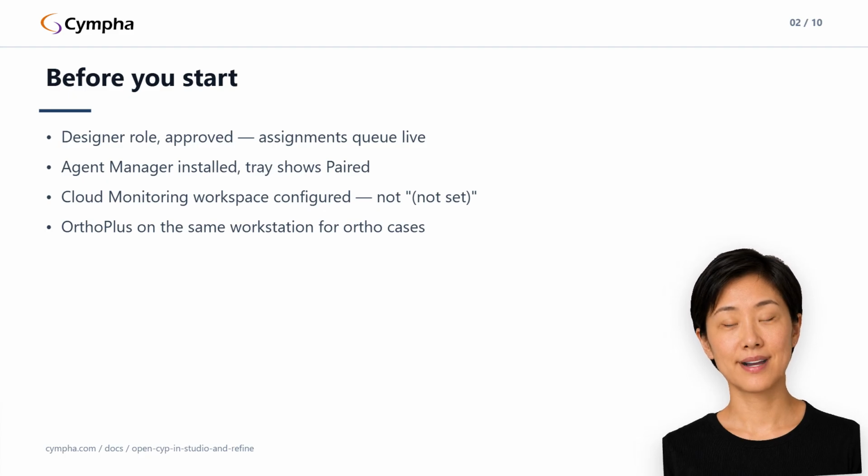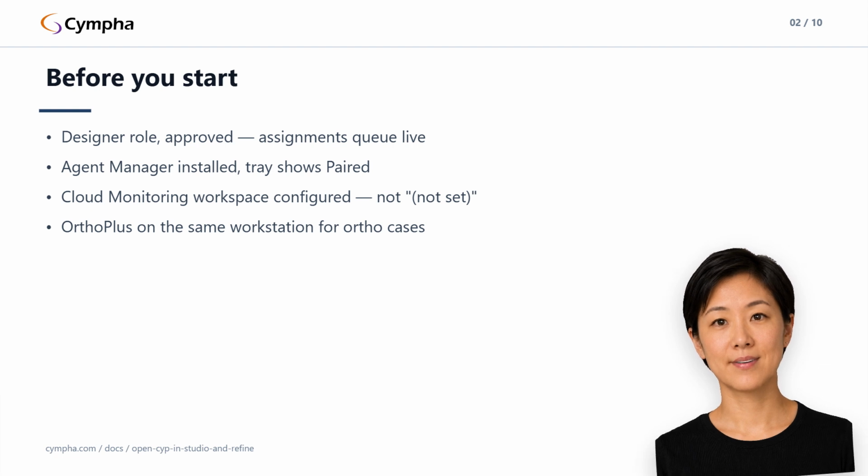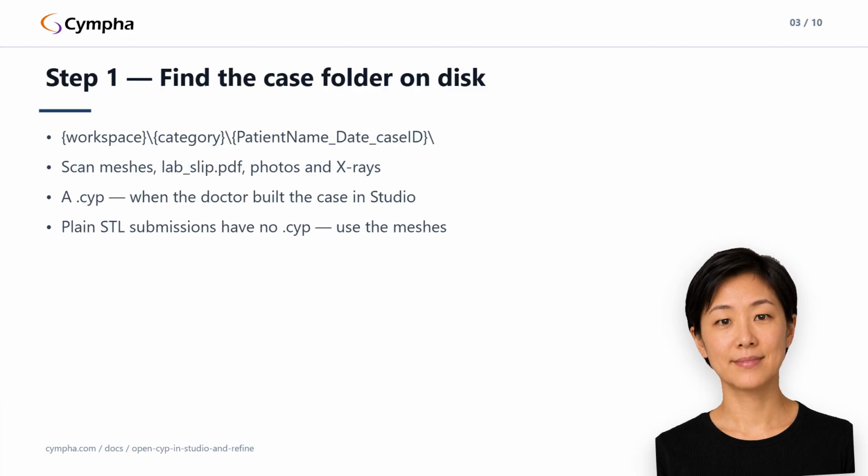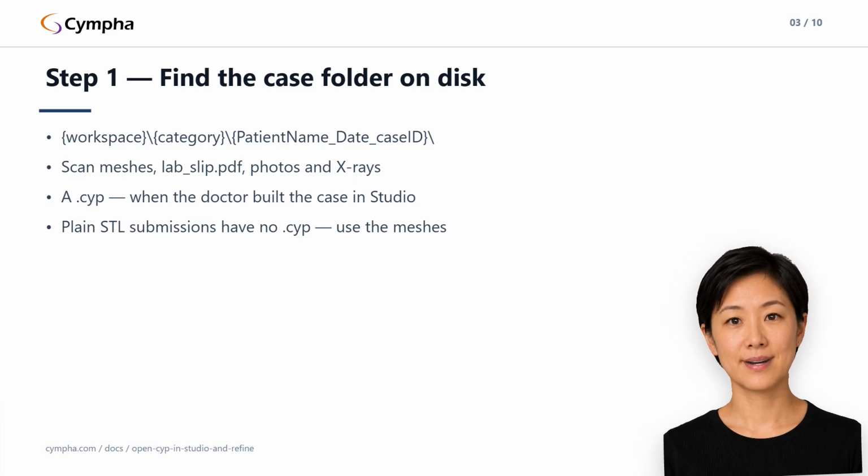Step 1. Locate the case on disk. When the agent pulls Cympha and sees a case assigned to you, it materializes it as a subfolder under your workspace. First a category folder, Ortho, AlignerBot, or Implant, then a folder named from the patient, the date, and the case number. Inside, you'll typically find the upper and lower scan meshes the doctor uploaded, the lab slip PDF, always refreshed when case data changes, and any photos, x-rays, or accessory files they attached.